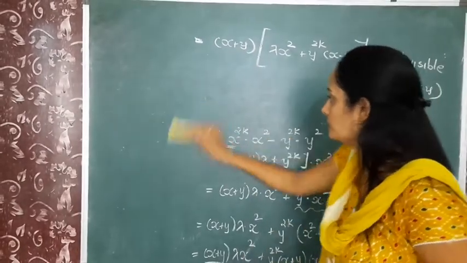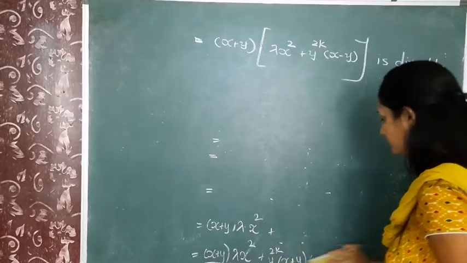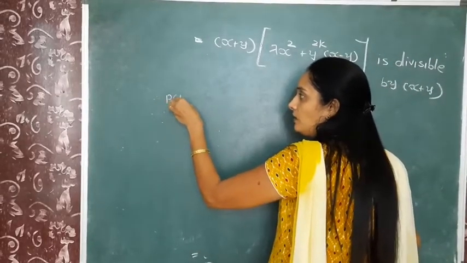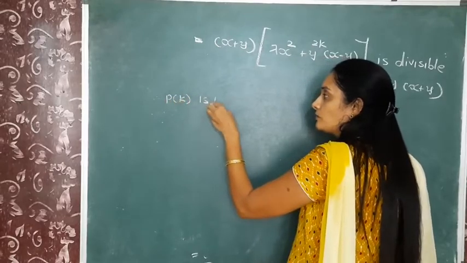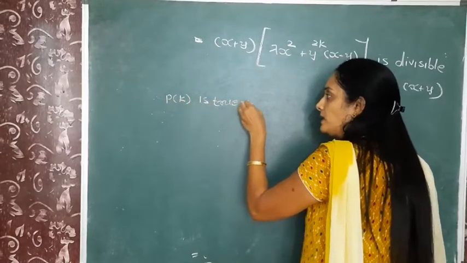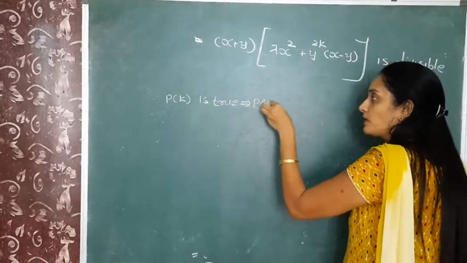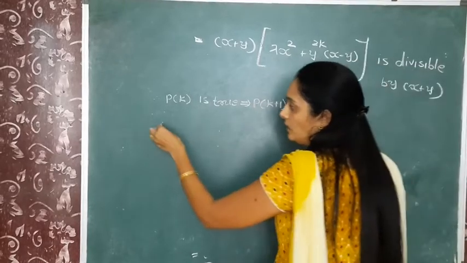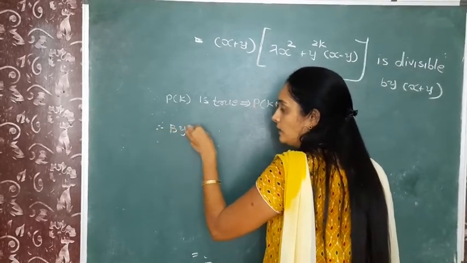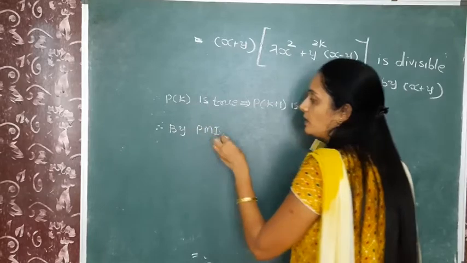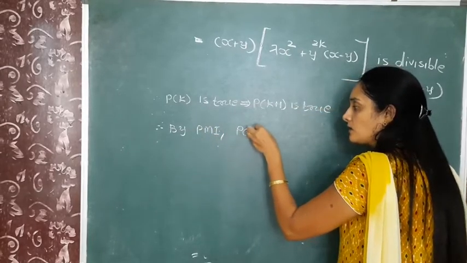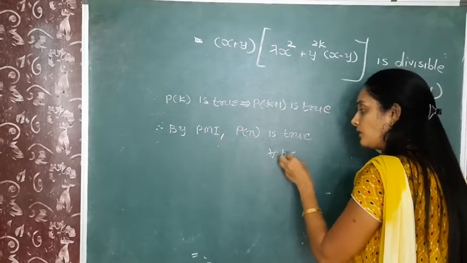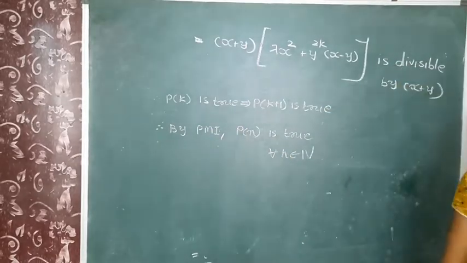And therefore we can say P of k is true implies P of k plus 1 is true, and therefore by PMI, that means principle of mathematical induction, statement Pn is true for every natural number.